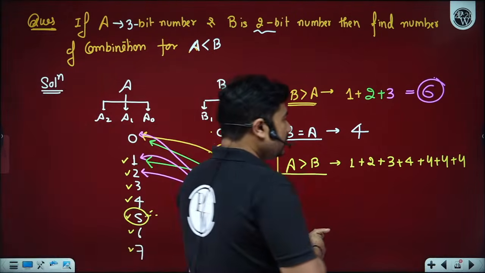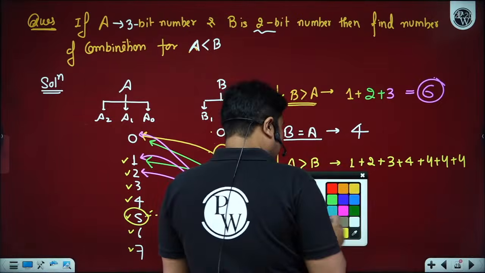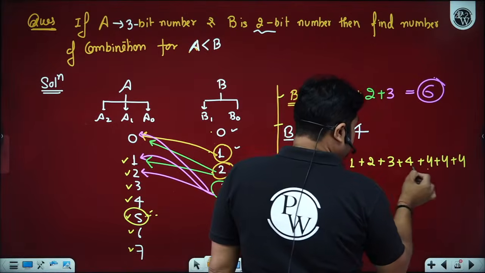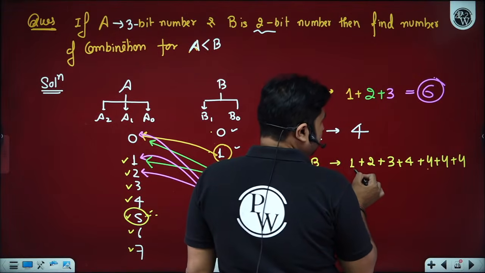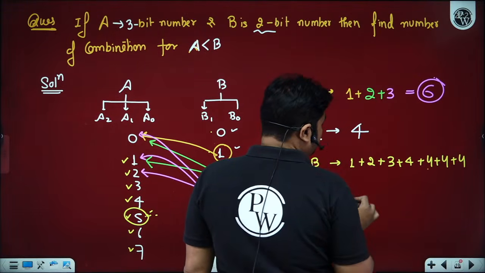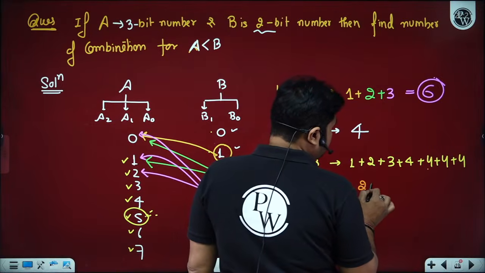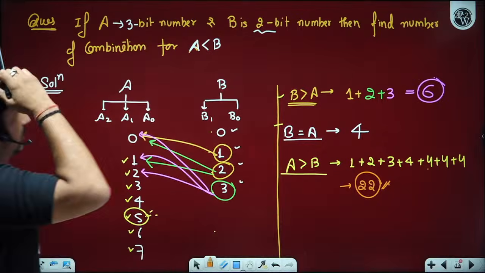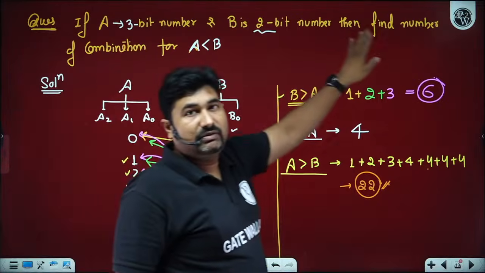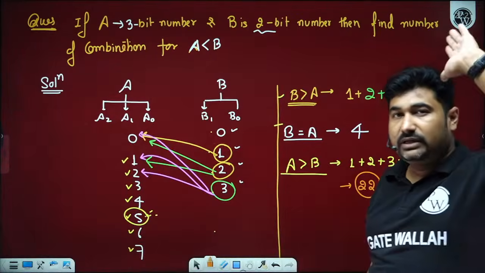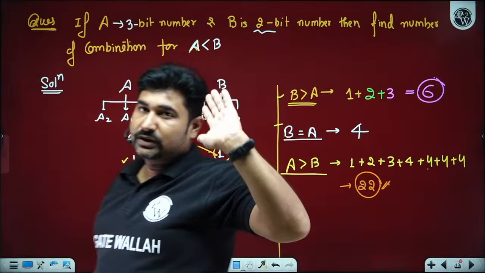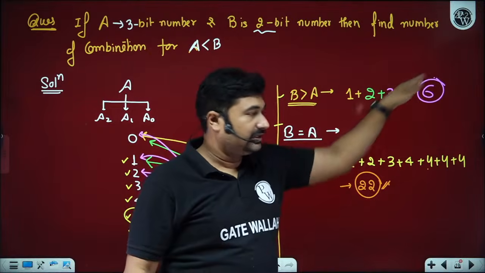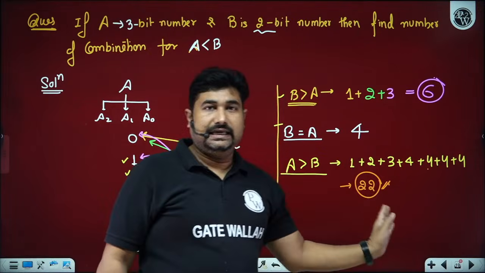So how many total combinations are going on? Sir, we have 0, 1, 2, 3, 4, 4, 4, 4, so a total of 22 combinations where A is greater than B. The total number of combinations is 32. I am sorry, 3 plus 2 will become 5, so 0 to 31, total number of combinations will become 32. Is it okay? Out of 32 combinations, 10 combinations we have for this. So 22 combinations, A is greater than B.